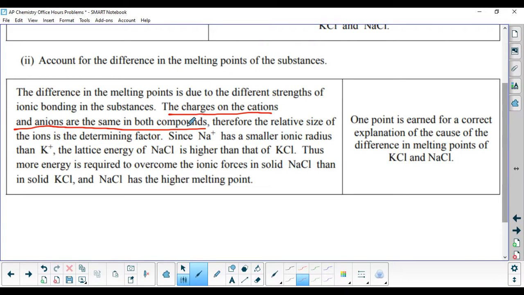So they're the same charge. Therefore, the relative size of the ions is a determining factor. Since sodium is smaller than potassium, the lattice energy of sodium chloride is higher than potassium chloride. Thus, more energy is required to overcome the forces. And you could even help this a little bit more by connecting it to Coulomb's law and saying the closer charges are together, the stronger they attract. Therefore, lattice energy will be higher in sodium chloride. So you get 1 point for that.